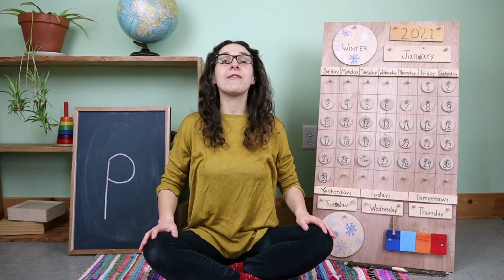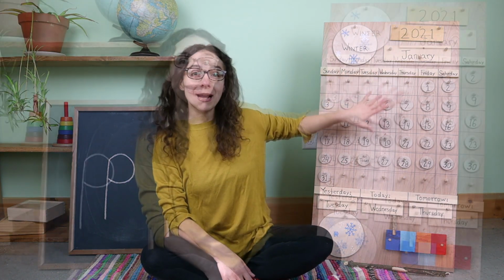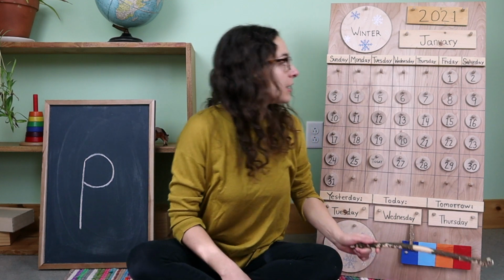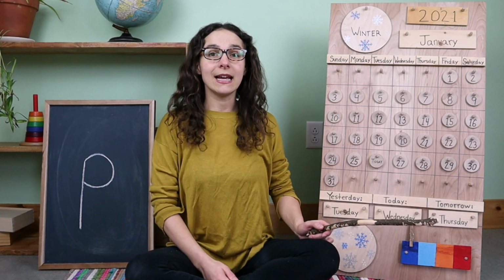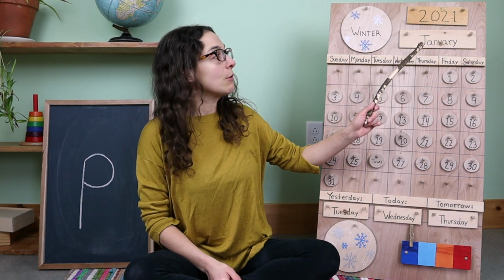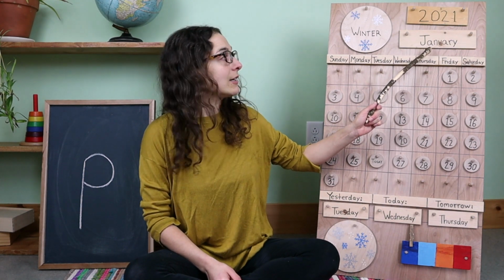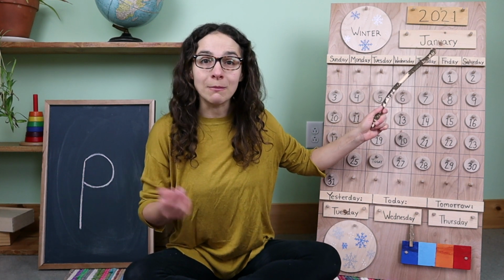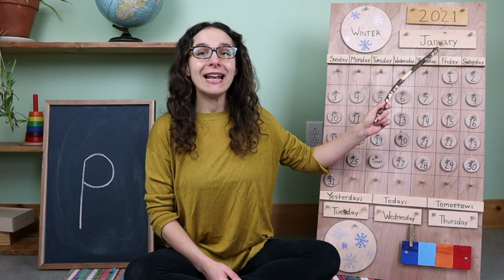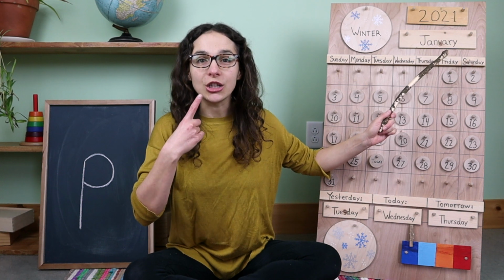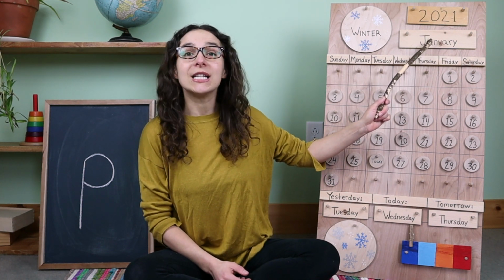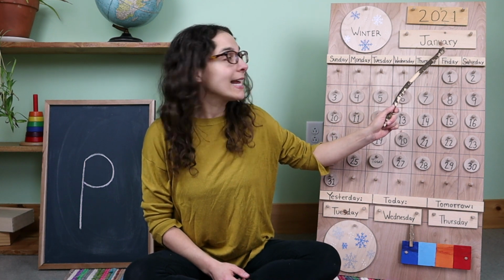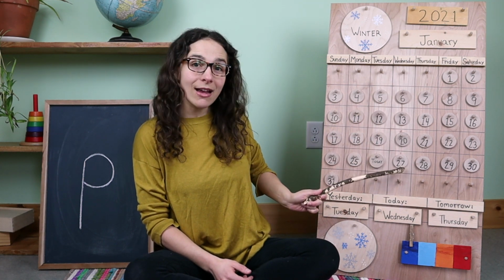I hope that you all are having a wonderful morning so far. It's time to get started with my calendar and weather chart. So let's see. The first thing that we need to do is say the date. Now when we say the date, we start with the month, and the month is listed right up here. Do you know what the month is? I'll give you a hint. January! You're right, friends. The month is January, and today is January 27th.